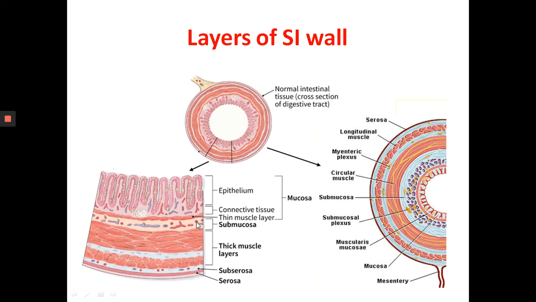Submucosa consists of a layer of connective tissue that contains the blood vessels, nerves, and lymphatics. Mucosa. The mucosa is the innermost layer and is designed for maximal absorption by being covered with villi protruding into the intestinal cavity.